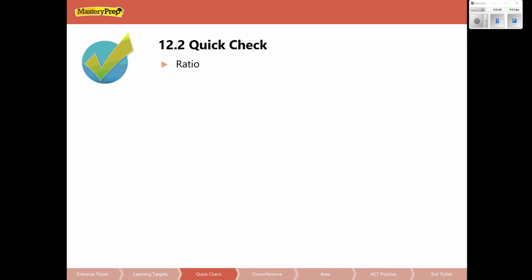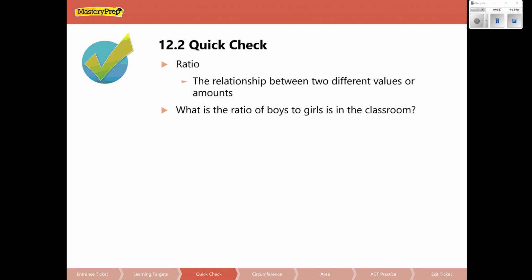Now, before we get started with the lesson, we do the quick check, just some of the vocabulary terms that we have. Now, the first one's a ratio. A ratio is a relationship between two different values or amounts. So fractions, proportions are ratios. So if we said the ratio of boys to girls in the classroom, well, this ratio would be what? 1 to 7.